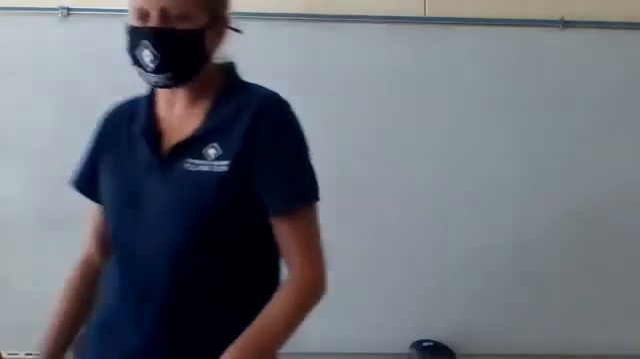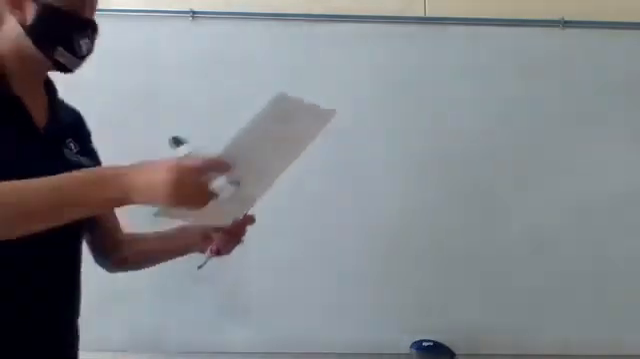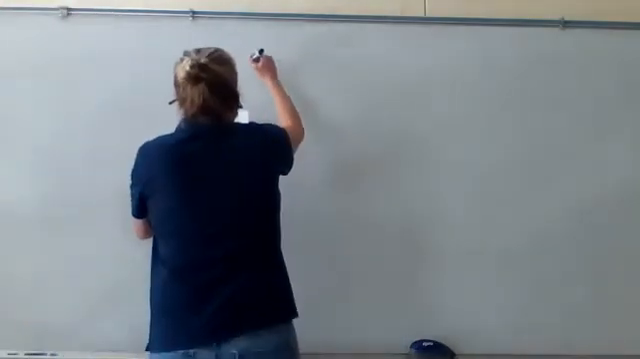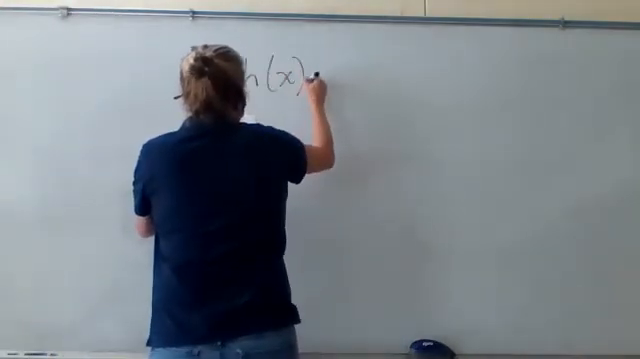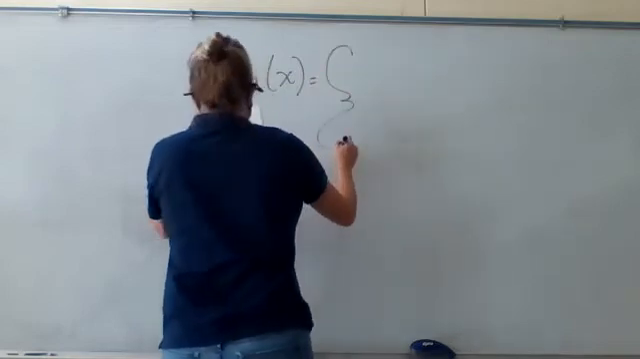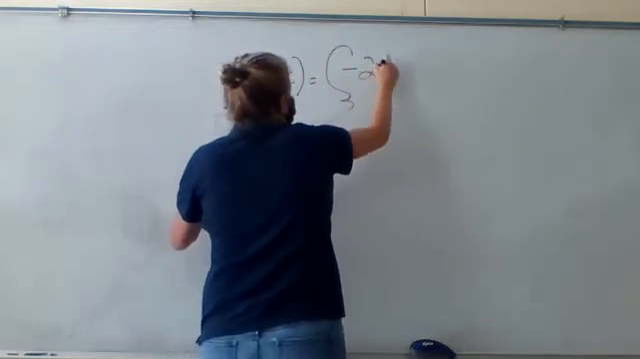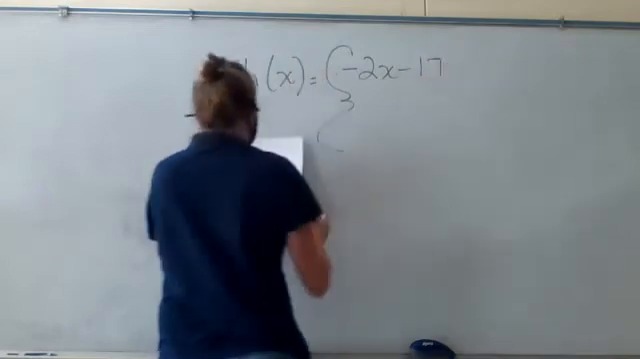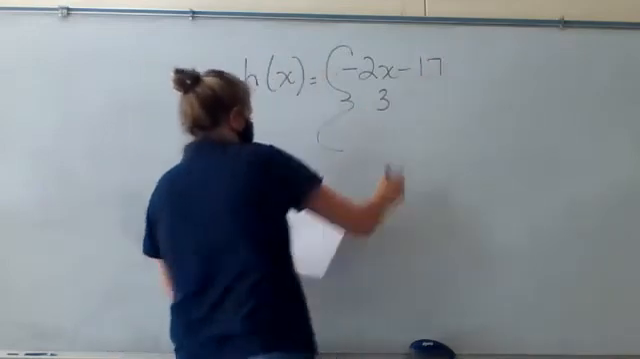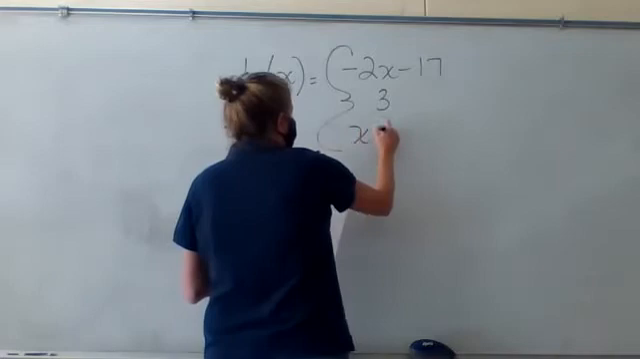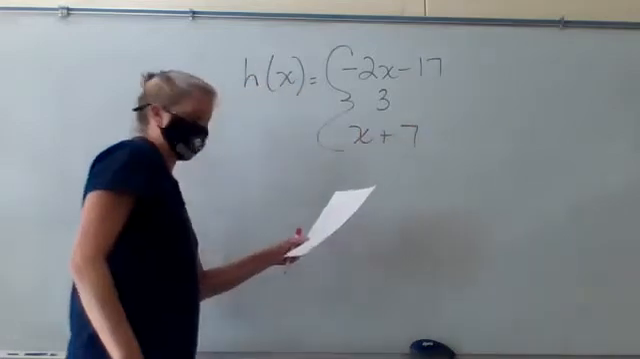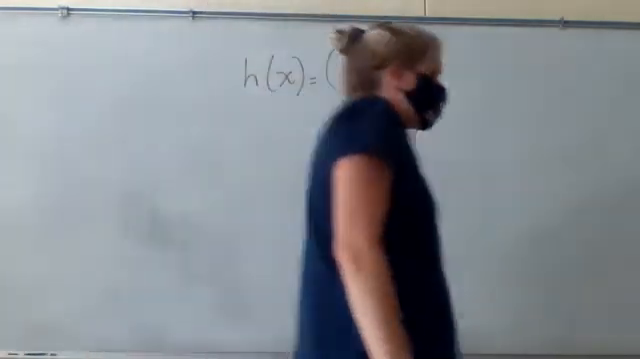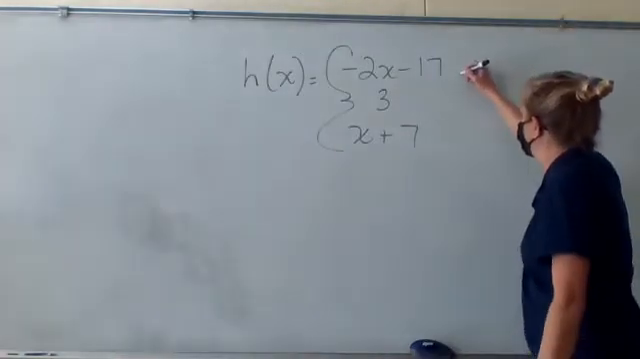All right, 23, same kind of thing. It has a function, h of x equals, again, it has three pieces. One of the pieces is negative 2x minus 17. One of the pieces is just 3. And one of the pieces is x plus 7. So there's three pieces depending on what your x is.